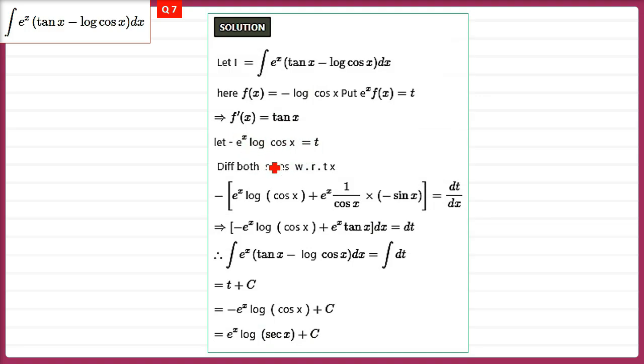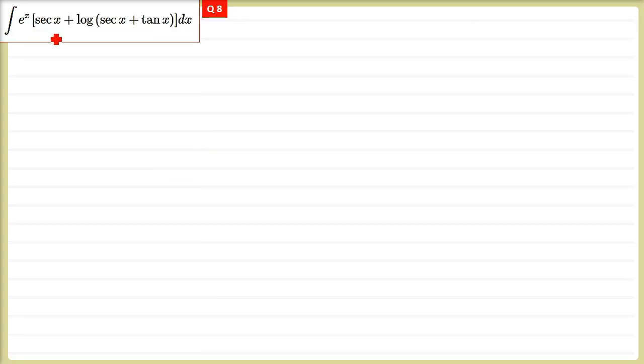And the formula you need to remember, e^x [sec x plus log sec x plus tan x]. Now again the same thing. If you take sec x as f(x), the differentiation will be sec x tan x. That is, sec x tan x won't work here. So you need to take the second part, which is log modulus sec x plus tan x, as f(x).